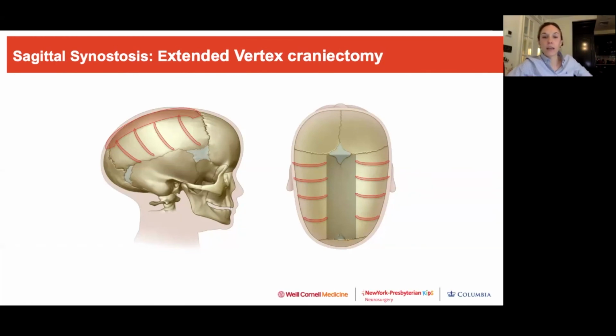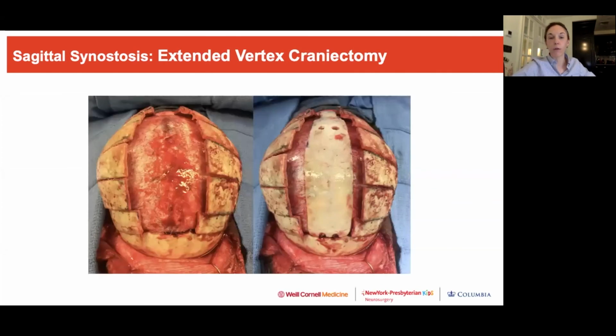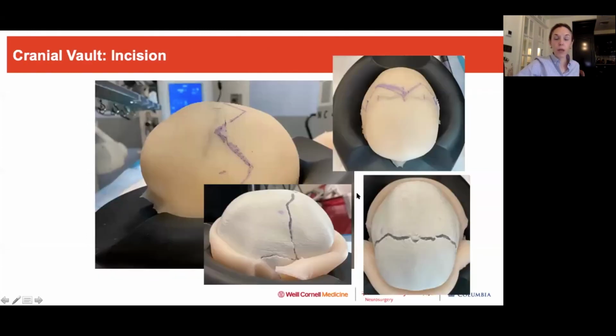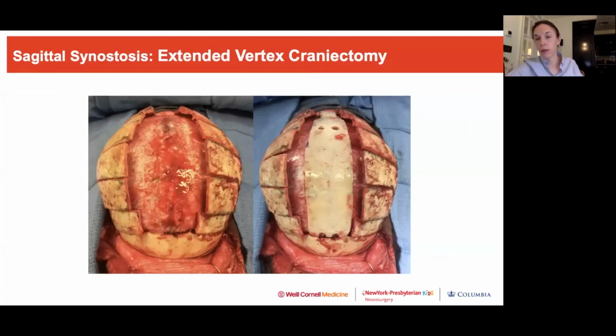So that's called an extended vertex craniectomy. It's suitable for children 4 to 6 months before you have to move to a complete cranial vault remodeling. This is what it looks like in situ. You take off that sagittal strip of bone, you do these barrel staves laterally, and then you replate all this bone with resorbable plates and screws. It's called the Delta system.